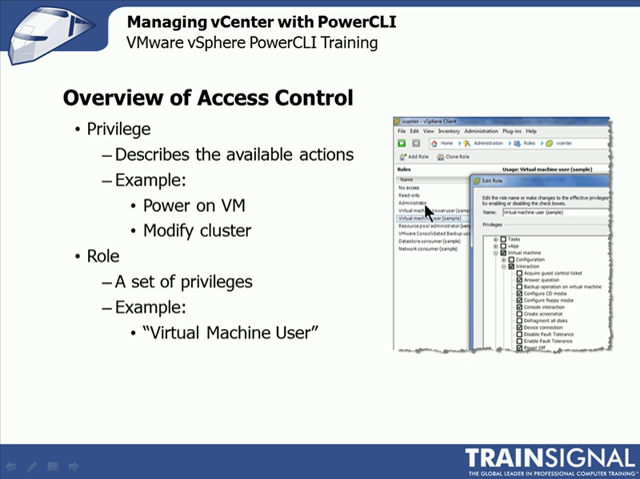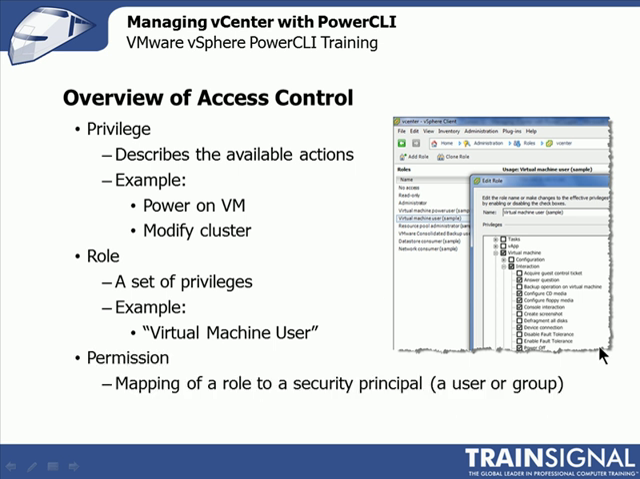So each of those is a role. And lastly, you have permissions. The permission is that mapping of a role to a security principal. And that security principal could be either a user or a group. And this user or group could be different backing. When you're connected directly to an ESX server, you have a Unix user account, which is your backing. That's the options available to create that mapping to the permission.